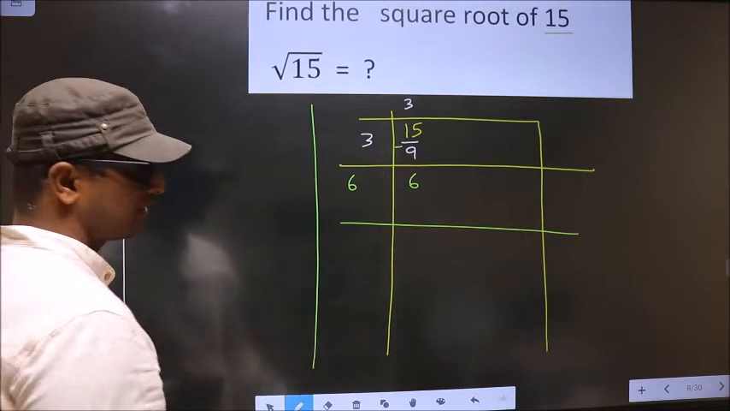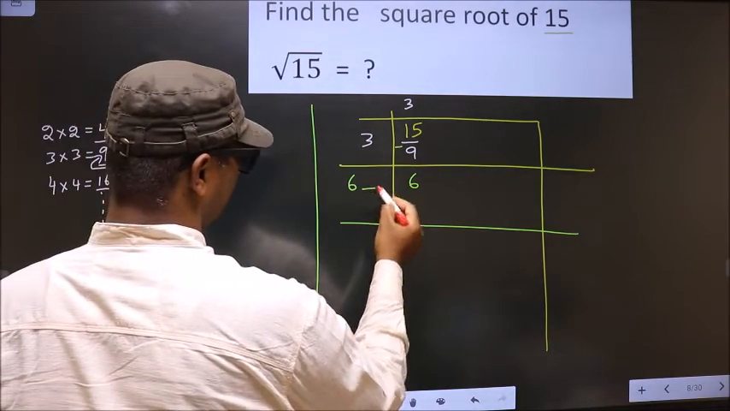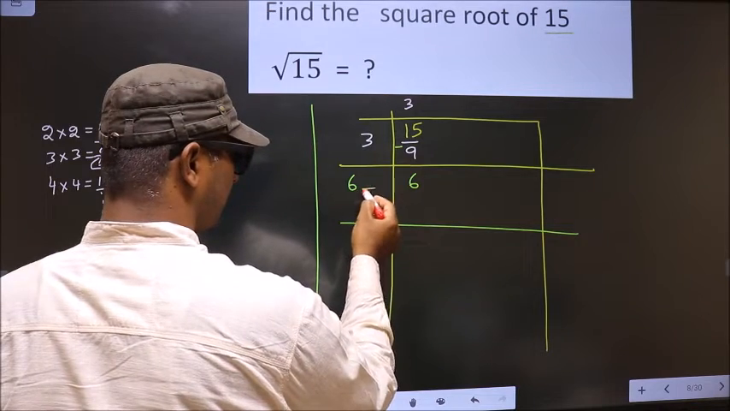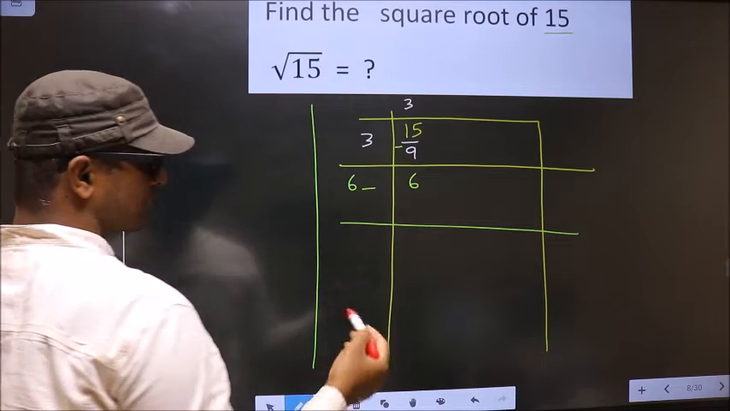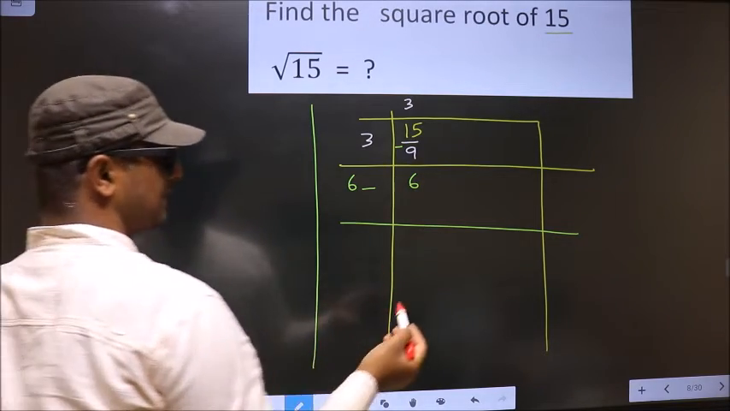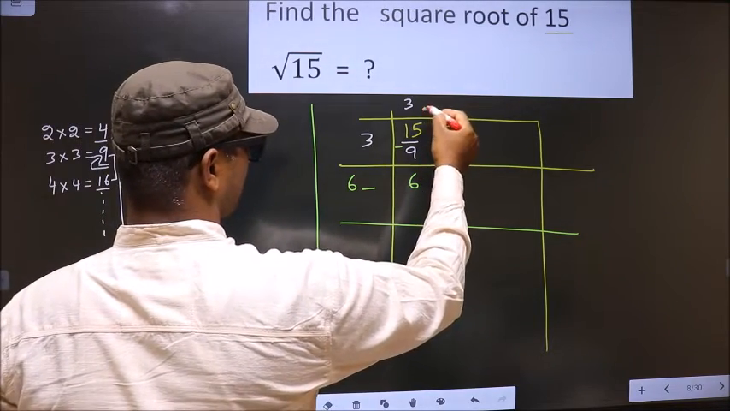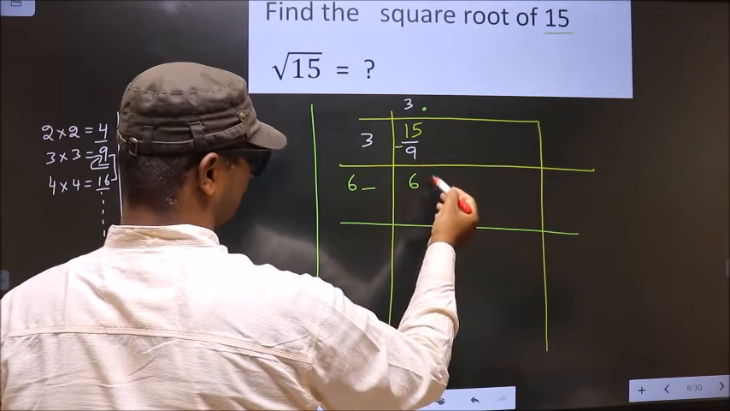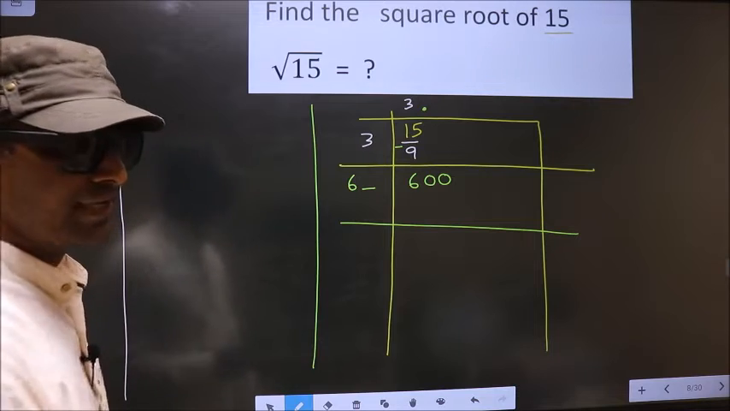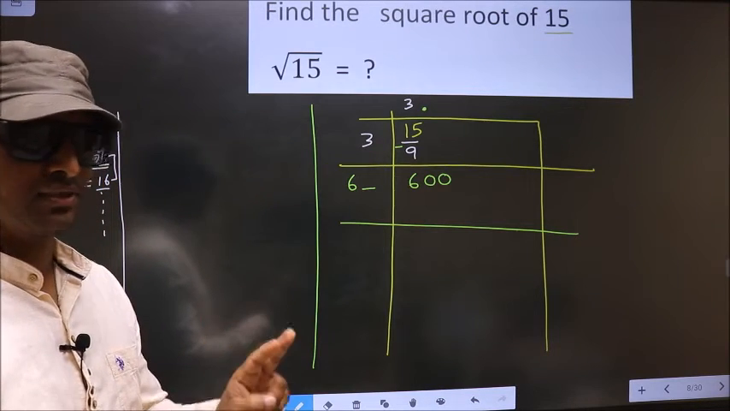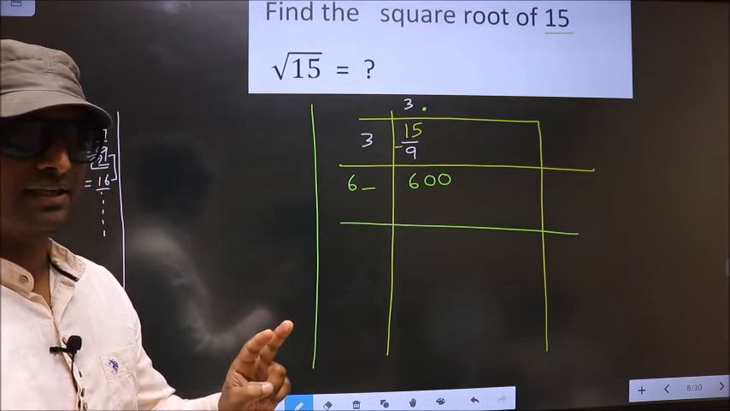Okay, next. Now we should write a number here. But when I write a number here, then this number will be smaller than this. So what we used to do in normal division, we used to put a dot and take 0 here. But over here we should take 2 zeros. In finding square root, we take 2 zeros. Remember that.